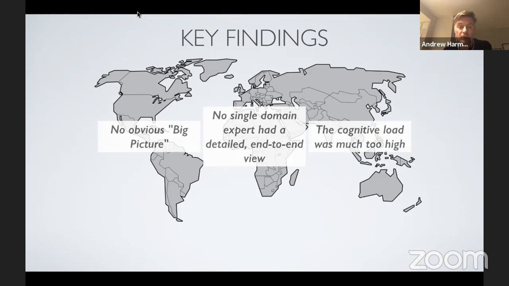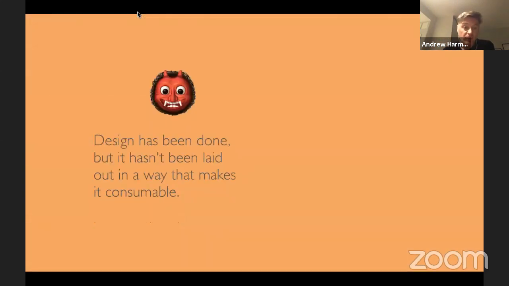So a team who wanted to build their components needed to know lots of details about lots of other systems. There wasn't somewhere to go to get a big picture. And that was affecting teams. So this brings up our first near enemy. The design has been done, but it hasn't been laid out in a way that makes it consumable.